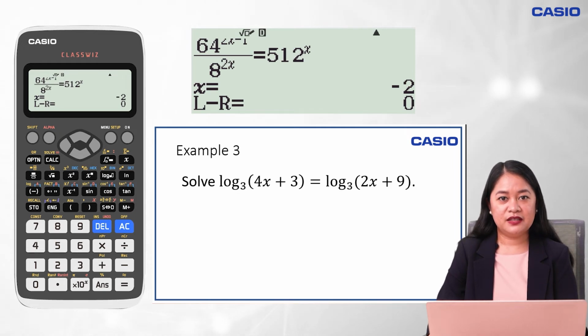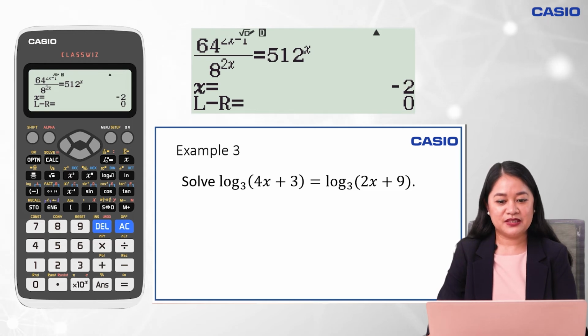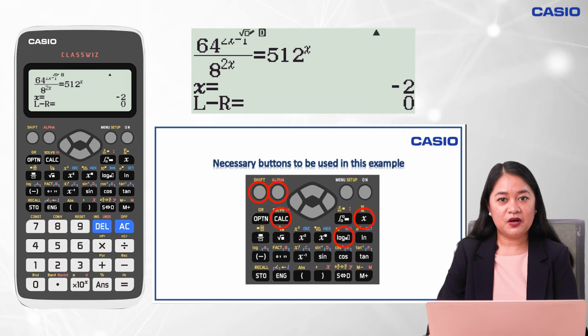Now let us try another example. For this logarithmic equation, we normally apply the properties of logarithm and natural logarithm as well as the product, quotient, and power laws involving logarithms. But for this video, again, we will use the Calculate menu of the CASIO ClassWiz. Now, the basic buttons to be used in this example are the following: Shift, Alpha, Calc, X, and logarithmic key.